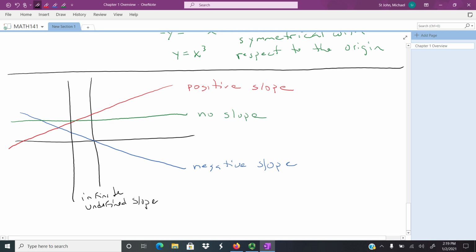So a line that has no slope would be something in this form: y equals a, where a is some number. And one that has undefined slope would be something in this form: x equals b. Okay, those two.